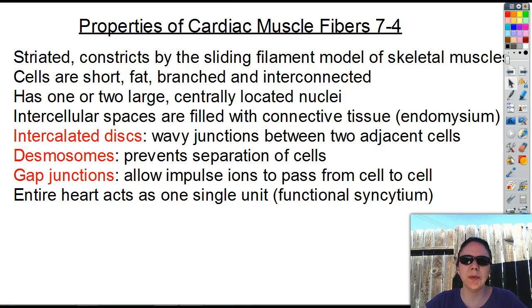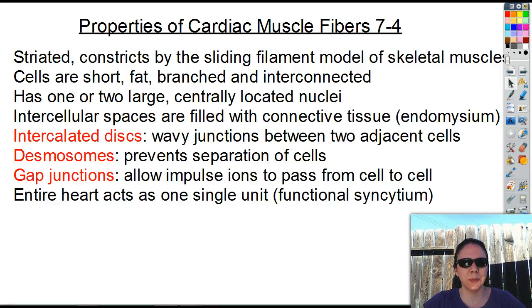They're wavy junctions between 2 adjacent cells. Because the edges of their cells are wavy, when 2 of them fit together, they make a very strong, tight bond. And so that waviness that is created is called an intercalated disc.